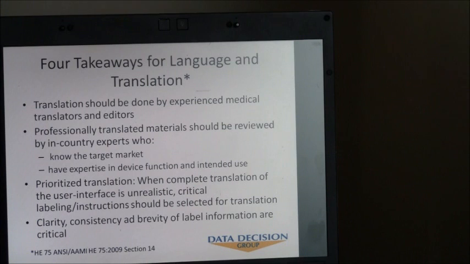Prioritized translation is sometimes necessary. Sometimes translating the entire document from English, or from whatever language is the primary language, is unrealistic. It would just be too long and nobody would ever read it. So prioritizing translation is acceptable, but there does have to be a strategy put in place by the company, and it does need to be rank ordered in terms of what priorities should be used for translation. And then clarity, consistency, and brevity of label information are critical even in the translated documents. So that's where the expertise of professional translators and in-country experts is necessary.